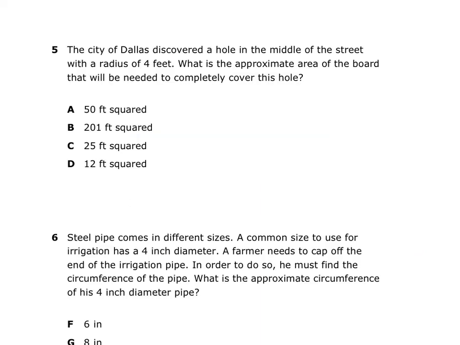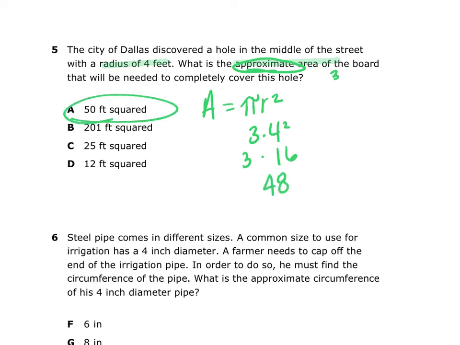The city of Dallas discovered a hole in the middle of its street with a radius of 4 feet. What's the approximate area of the hole? So area equals pi r squared. And then we're going to say it's approximate, so we could round here if we wanted. So I'm just going to use 3 for pi. So I'm going to say 3 times 4 squared. Well, 4 squared is 16. 16 times 3 is 48. The closest to 48 is answer choice A.